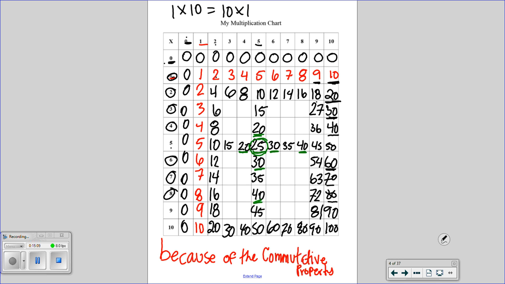So 9 times 3 is 27. 9 times 4 is what, 36, 45, 54, 63, 72.